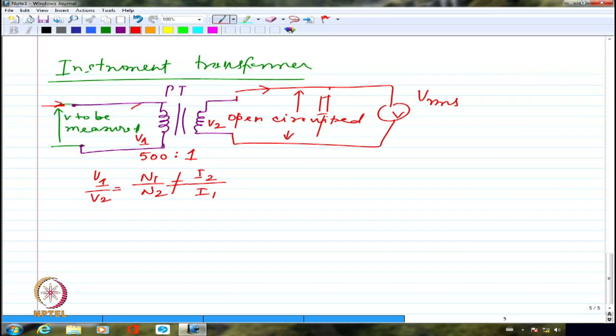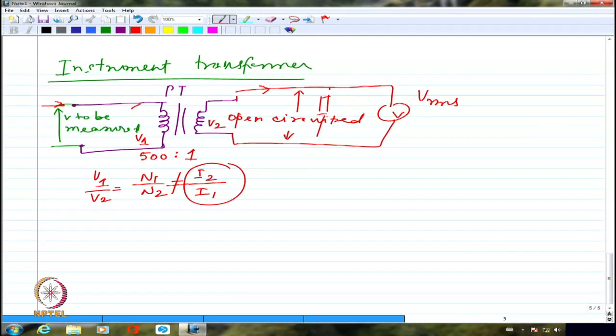So, this voltage current relationship cannot be applied in a potential transformer because I am keeping the secondary side as open. The primary side will have no load current. Secondary side has literally zero current. So, under open circuit condition of any transformer, V1 by V2 equal to N1 by N2 is valid, but that is not equal to I2 by I1. Okay? The other counterpart of this is potential transformer, the next one is current transformer.